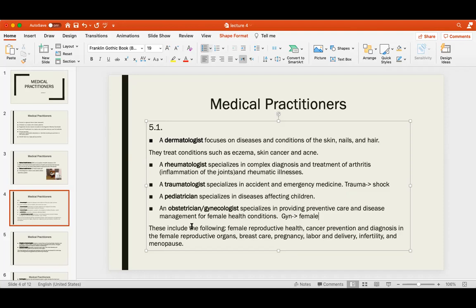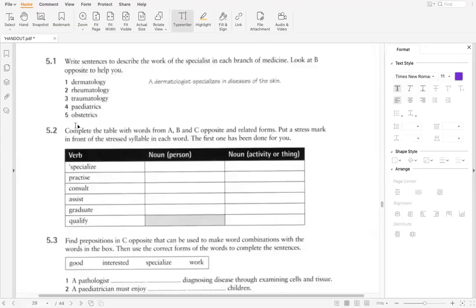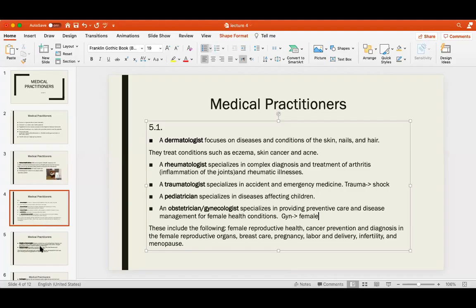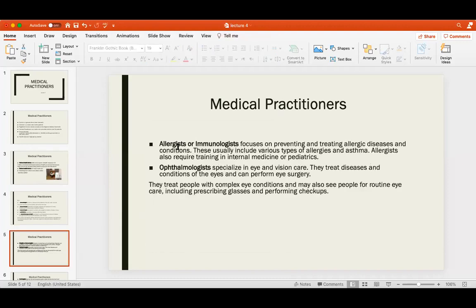This includes, what does the gynecologist or the obstetrician do? They focus on female reproductive health, cancer prevention and diagnosis in the female reproductive organs, breast cancer, pregnancy, labor and delivery, infertility, and menopause. So this is the answer of this part. Let's take some more titles of medical practitioners.